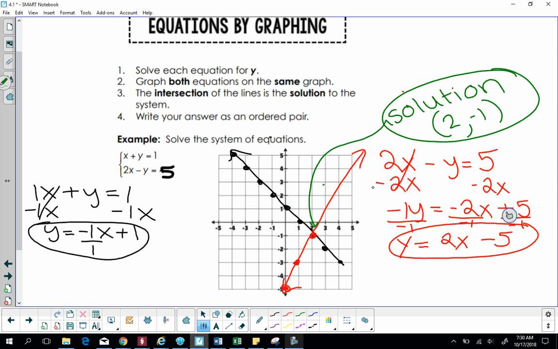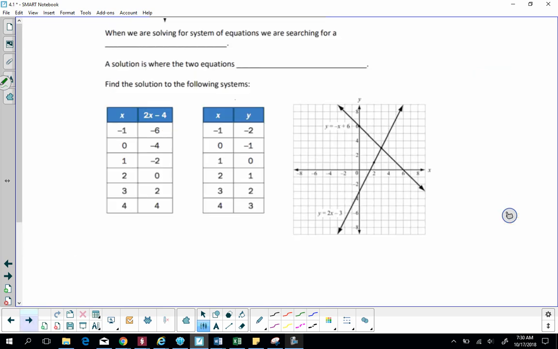Cool. So we're going to just look at a couple different ways we can see this. So does everyone have this down? All right. So sometimes it will look like a table. So when we're solving for system equations, so I'm back at the front of that packet from today, we're searching for a solution. The solution is where the two equations meet. And so here are two tables, right? There are two tables that have points. So when we're looking for a solution, we know it's when they have the same point in their table.